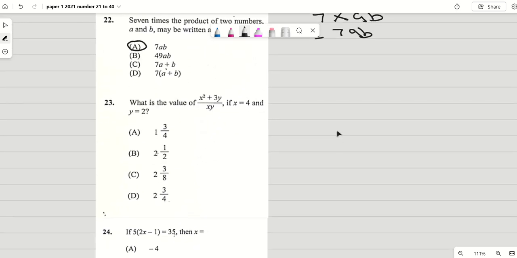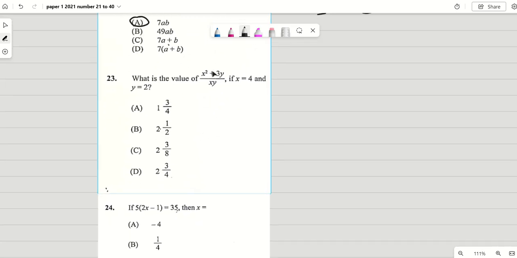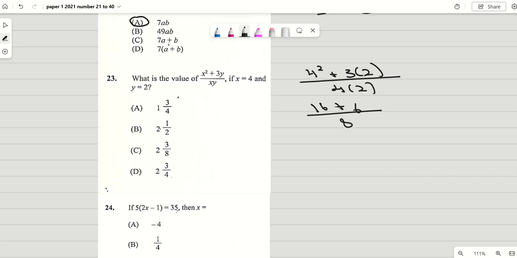All right, then let's look at number 23. What is the value of x squared plus 3y all over xy? If x is 4 and y is 2, we're just going to put those values, right? So instead of x squared, you're going to put 4 squared plus 3 by 2, which is 3y, all over xy, which is 4 by 2. 4 squared is 16, plus 3 twos are 6, all over 4 twos are 8. So we have 16 plus 6 all over 8.